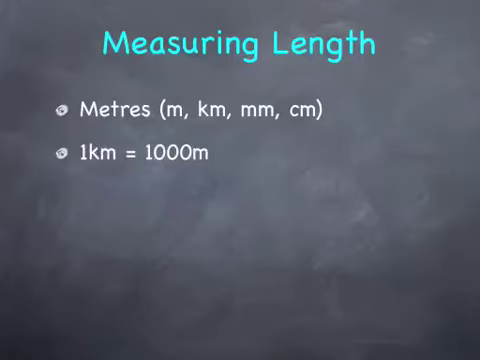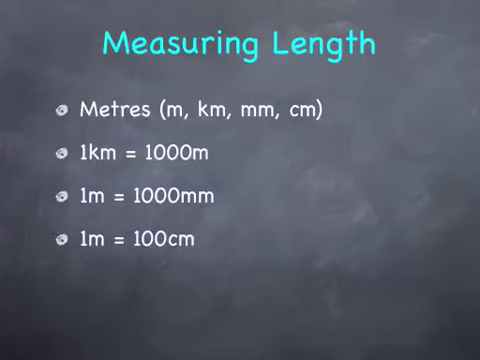Okay, 1 kilometre equals 1,000 metres. 1 metre equals 1,000 millimetres. And 1 metre also equals 100 centimetres. And 1 centimetre equals 10 millimetres. Those 4 dot points there are the relationships that we need to know in our conversions.